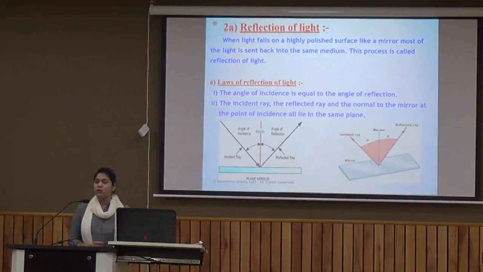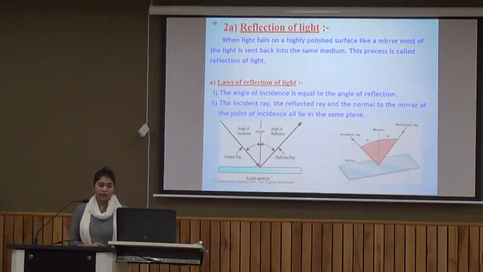Now, whenever light falls on a shiny or polished surface, it changes its direction, and this is known as the reflection of light. This reflection of light follows certain laws which are known as the laws of reflection. Before we start with the laws of reflection, I want you to look at the slide and look at the first diagram.